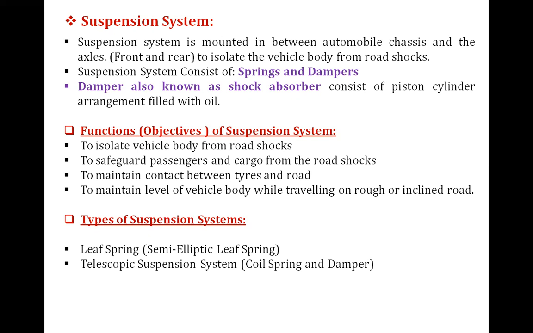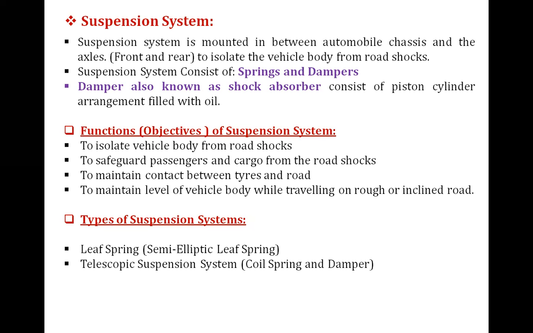Function of suspension system, or the objective of providing the suspension system, is to isolate the vehicle body from road shocks, to safeguard passengers and cargo from the road shocks, to maintain contact between tires and roads, to maintain level of vehicle body while traveling on rough and the incline road. So that is the function or the objective of providing the suspension system in the automobile or the vehicles.